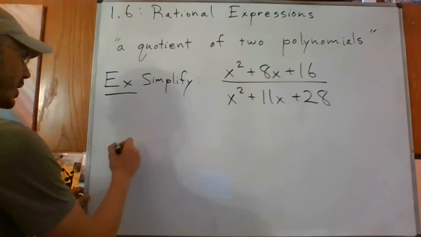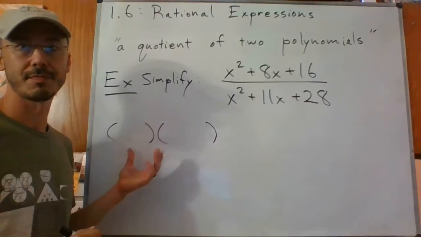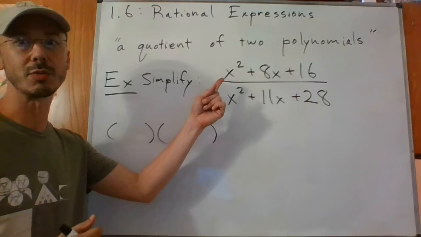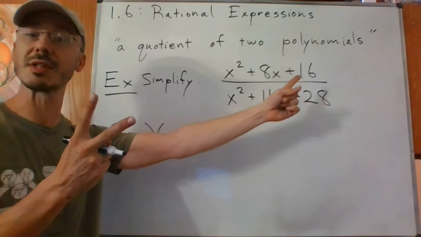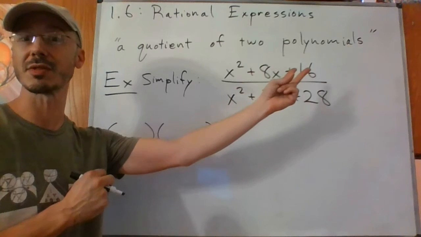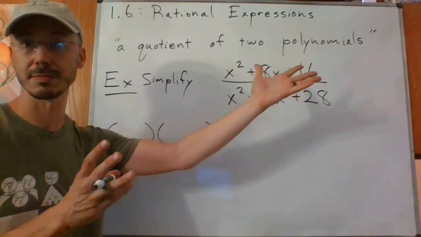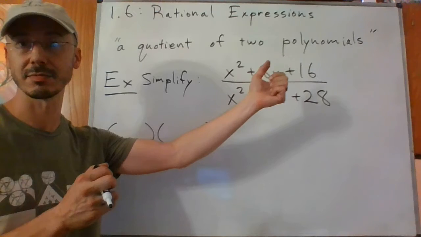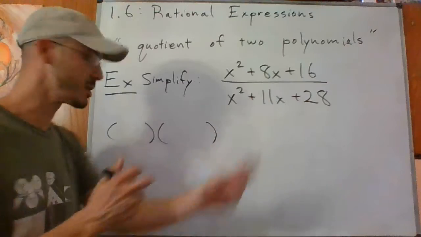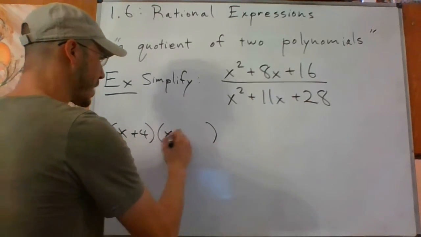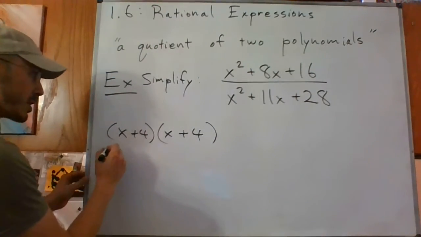So I'm going to rewrite it like this. The numerator is a trinomial with leading coefficient 1. We just have to factor this number, 16, into the two numbers that add up to 8. So the factors of 16: 1, 2, 4, 8, and 16. It's 4 times 4, and 4 plus 4 is 8. So this is x plus 4, x plus 4. If you need to do scratch work or a table to get there, that's fine. That's what scratch paper is for.